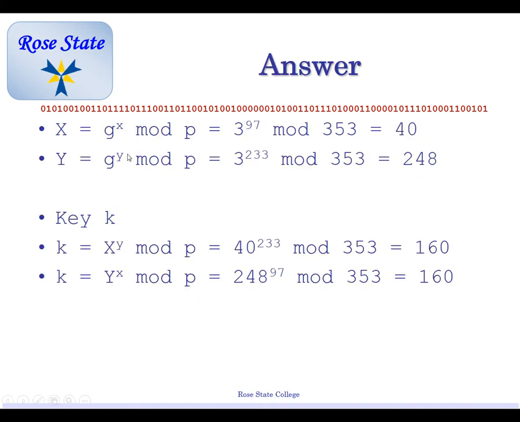You can do this math right here, which is X is equal to this, Y is equal to this, and then there's the key. X to the Y mod P, Y to the X mod P. Now when doing this, what do you think happens if you do this and one of these K's are different? You did something wrong. So I recommend do it both ways to kind of check your work.